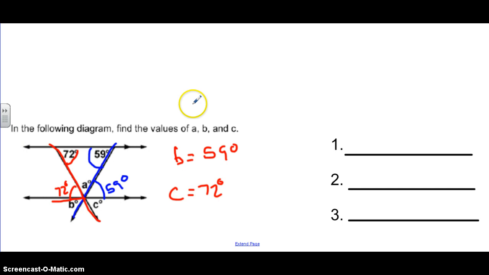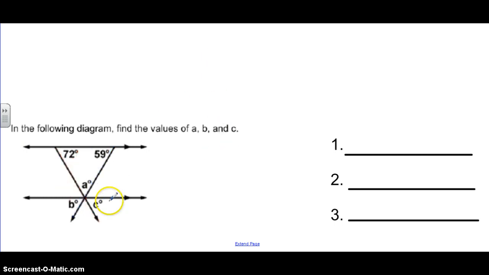So this is a tricky question, but if you pay attention, you can solve this, no problems. All right, that's it for this lesson.